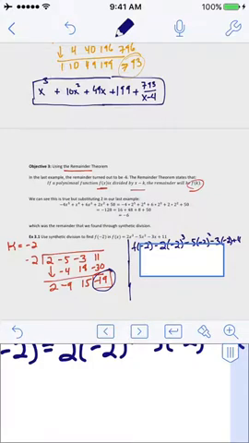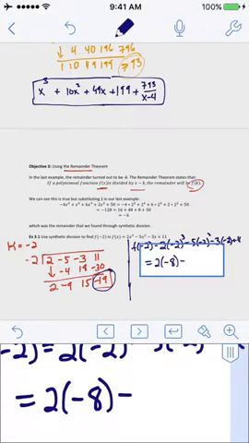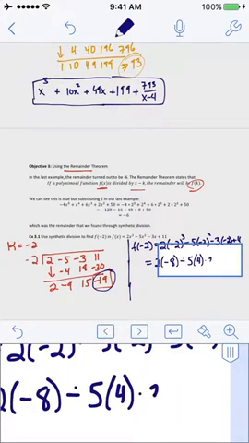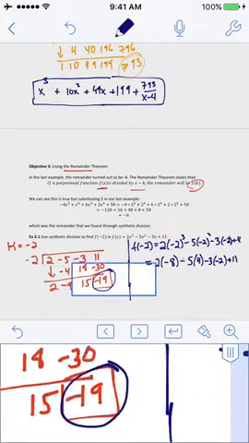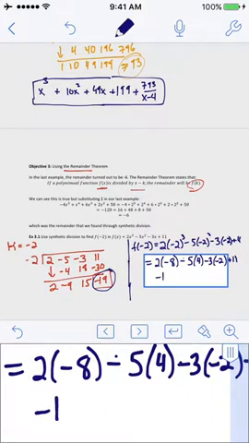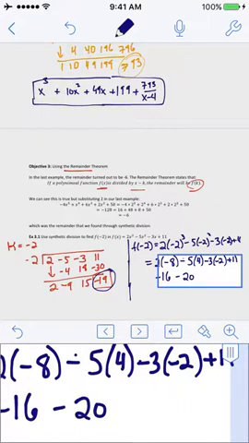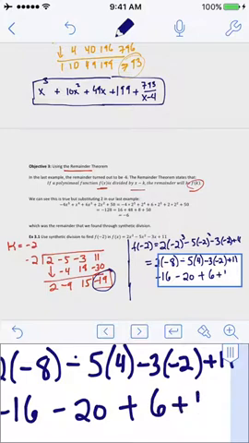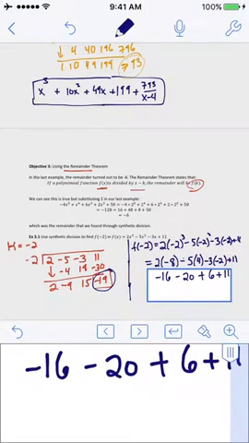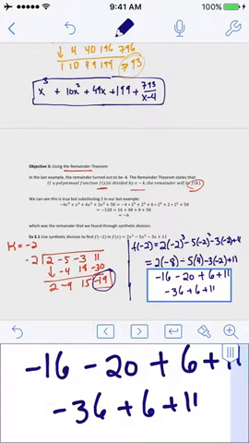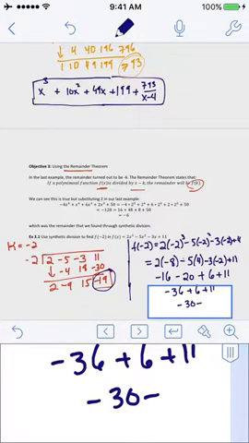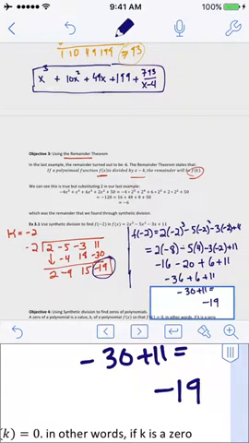I'll start with those exponents. 2 times, let's see, negative 2 cubed would be a negative 8. Minus 5 times negative 2 squared would be a positive 4. Minus 3 times negative 2 plus 11. Now I'll do some multiplication. I've got negative 16 minus 20. Negative times a negative is going to be a positive 6 plus 11. And last but not least, I can do the addition and subtraction. So I've got negative 36 plus 6 plus 11. Negative 36 plus 6 would be negative 30 plus 11. And that indeed does end up being negative 19.